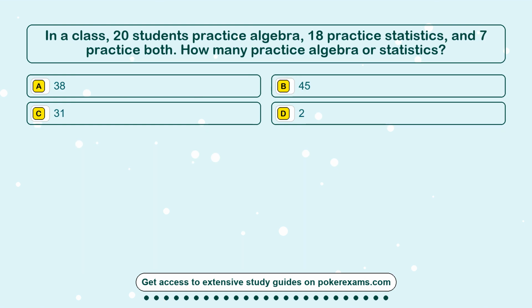Question 24. In a class, 20 students practice algebra, 18 practice statistics, and 7 practice both. How many practice algebra or statistics? Option A 38. Option B 45. Option C 31. Option D 2.